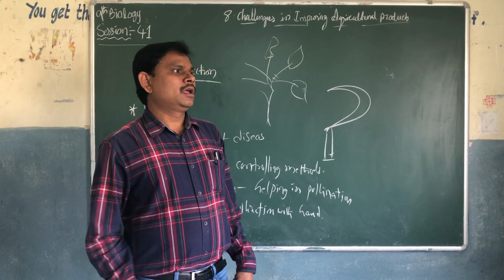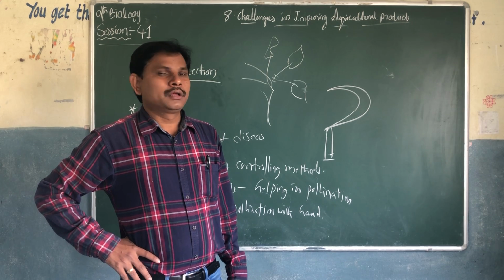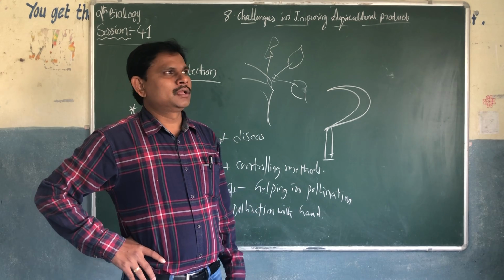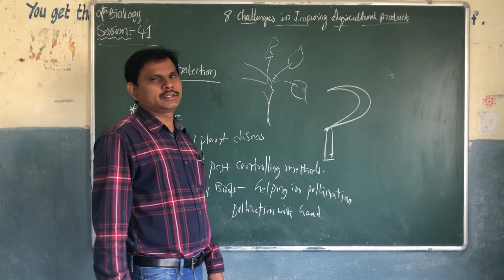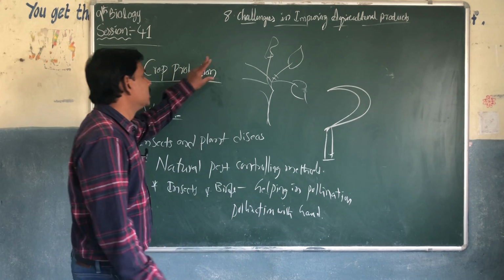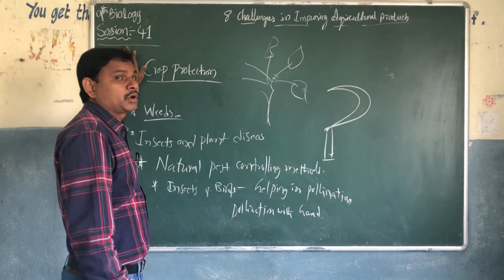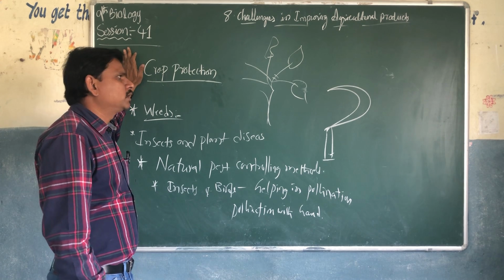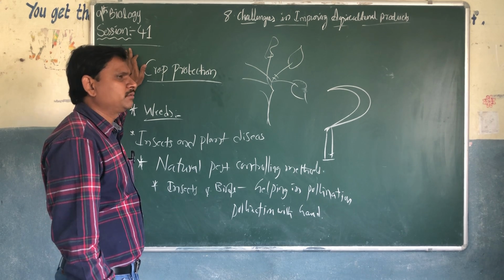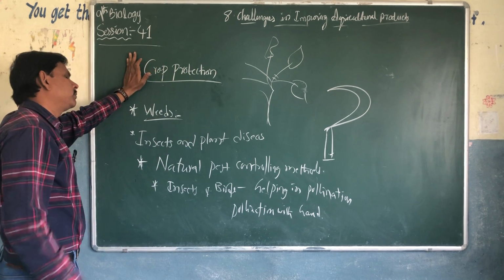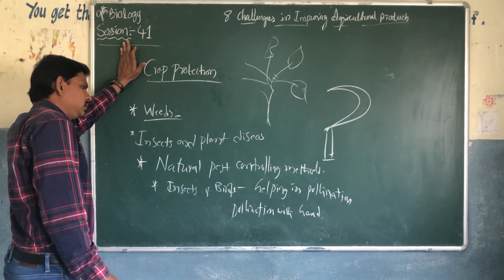We have to increase the immunity power in the plants. We have to increase natural predators like birds, like scavengers, like crows. They will start eating the insects present on these crops. So this is about challenges in improving agricultural products. Crop protection is also very important in getting quality and quantity of the food production. We have to remove the weeds from the crops, and protect the crops from insects and diseases.